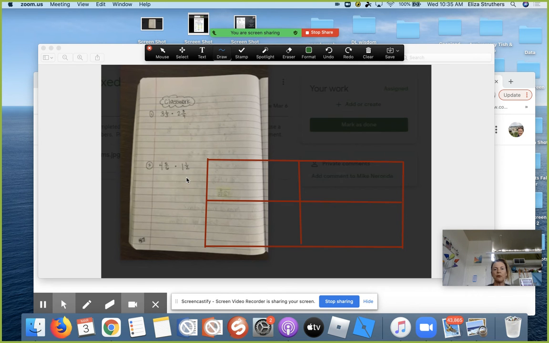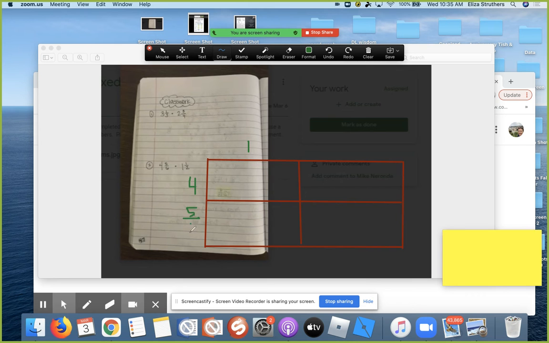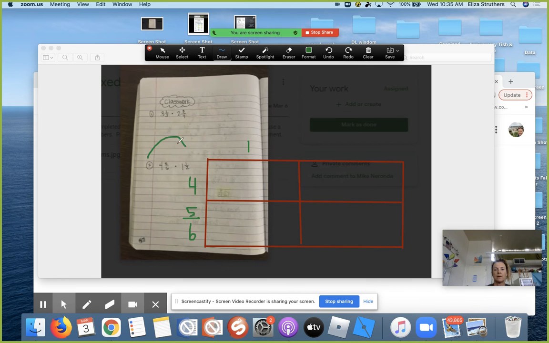Where do I put the 4? You put the 4 on the left. Okay, and the 1 right there. Okay, and then the 5/6. This is this problem, right? And then I put the 1/2. Okay? I hate this. You hate this?